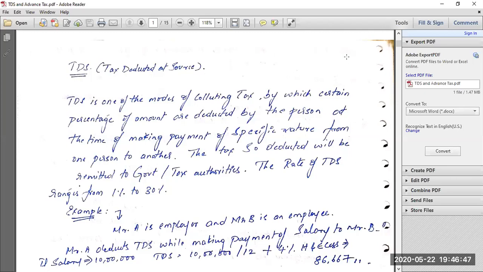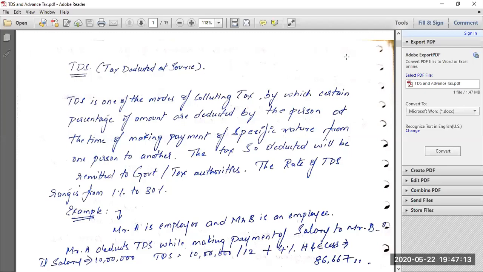Now, let us understand through an example. Mr. A is an employer and Mr. B is an employee. So we have two parties here, Mr. A and Mr. B. Mr. A is an employer who is running a particular business, and Mr. B is an employee who is working under Mr. A. Mr. B is supposed to receive salary from Mr. A. Let us understand that the annual salary of Mr. B amounts to 10 lakh rupees.